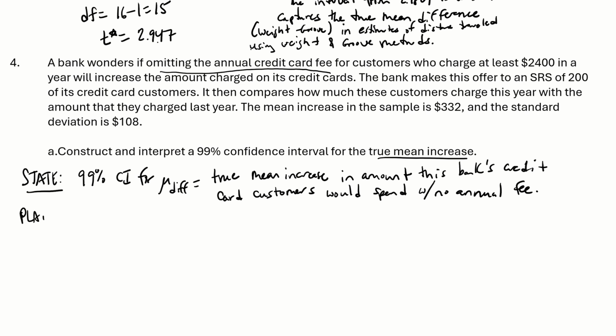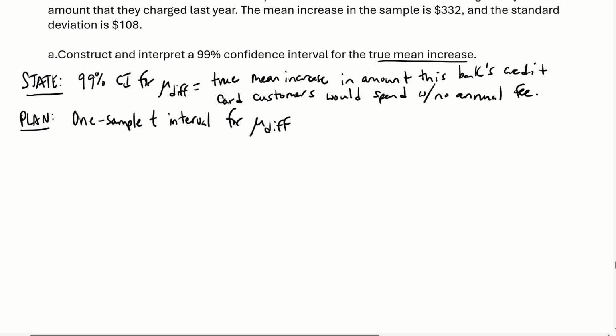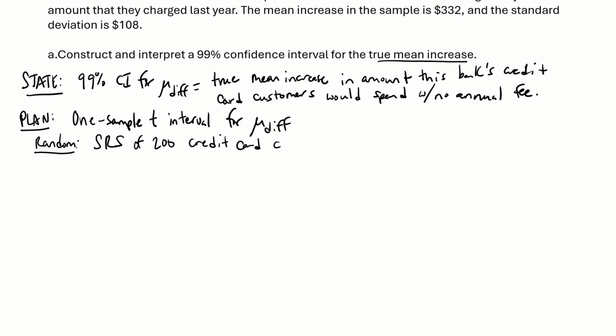So now we're going to do the plan. Okay, so we're doing a 1 sample t interval for mu difference. And then we're going to do the conditions, all right? They said that we had an SRS of 200 credit card customers. So check on that.